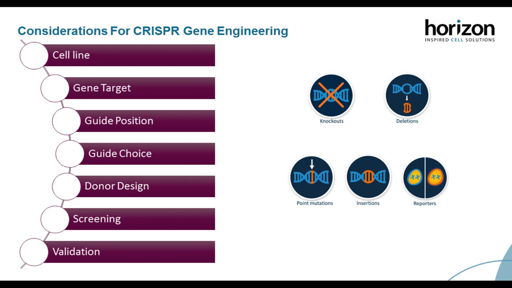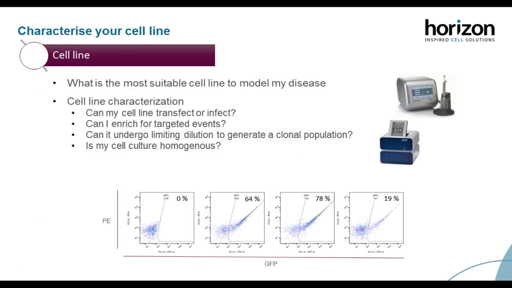So the first step there was to look at your cell line, so to characterize your cell line. You want to consider, is your cell line engineerable? Questions you should ask yourself to determine if your cell line can be genetically engineered are: can I transfect my cell line, or can I infect my cell line? Can I enrich for the targeted events? Can they undergo limiting dilution to generate clonal populations? And is my cell line homogeneous?